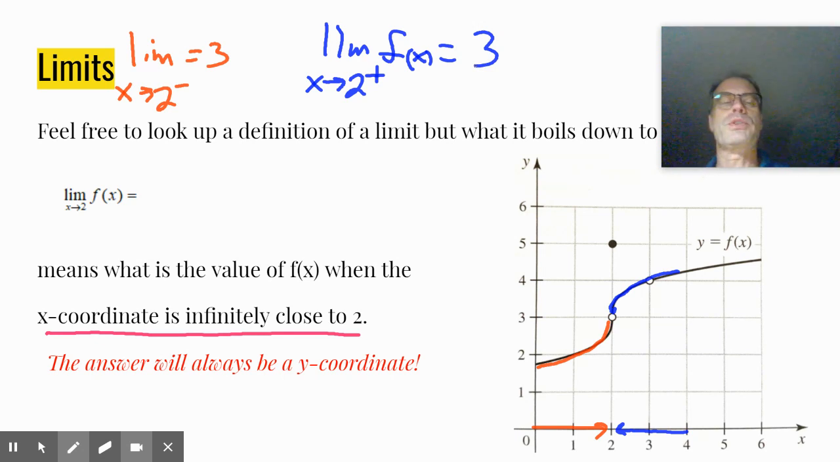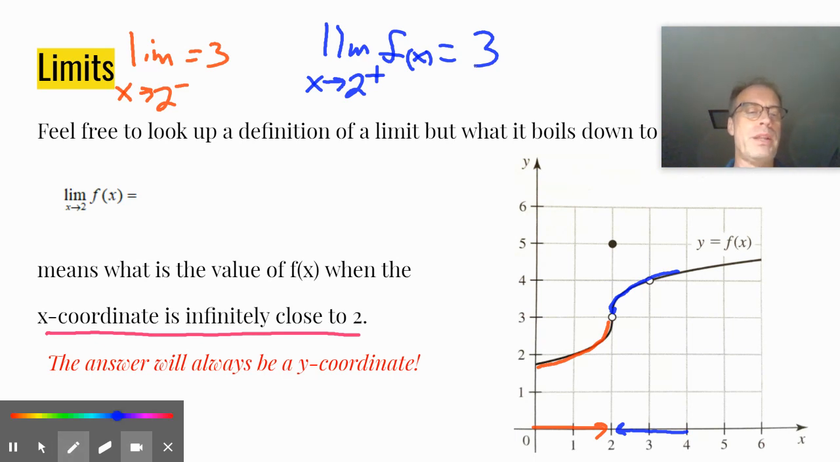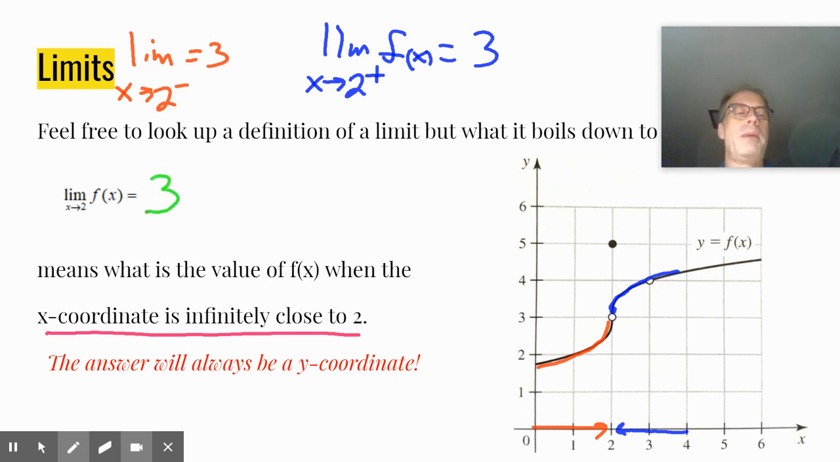It looks like I'm approaching 3 again. Now, when your limit from your left matches your limit from the right, that's good news, because what that means is I actually have a limit. In order for there to be a limit, the limit from the left has to match the limit from the right. And in this case, because it does, my limit is 3.